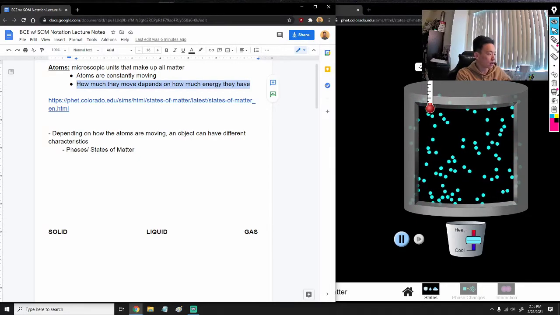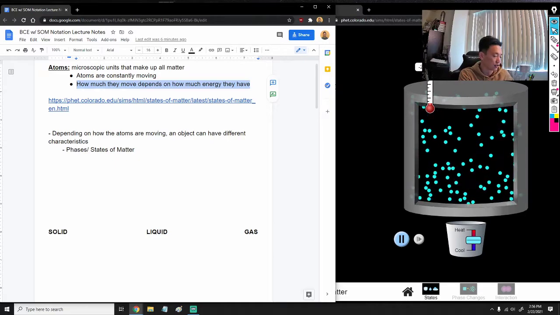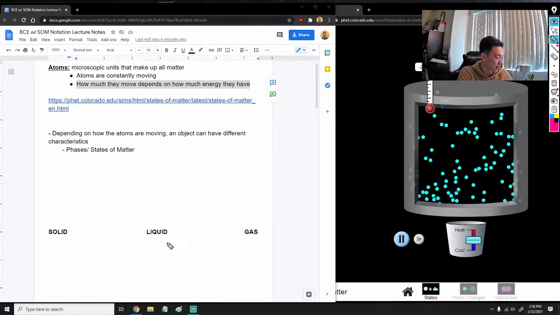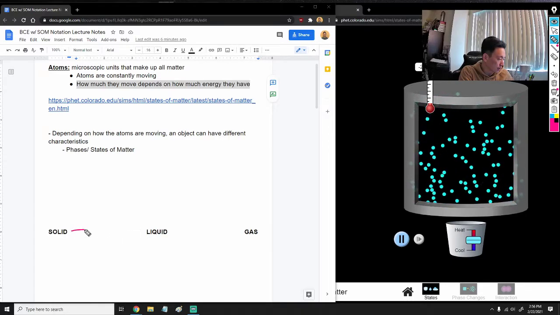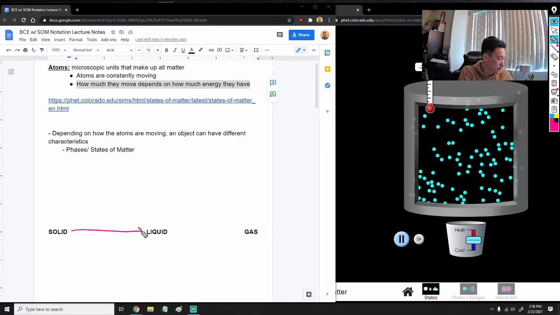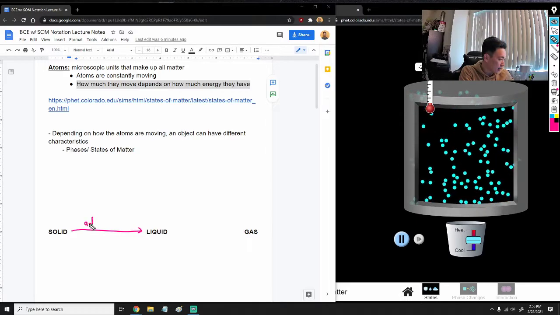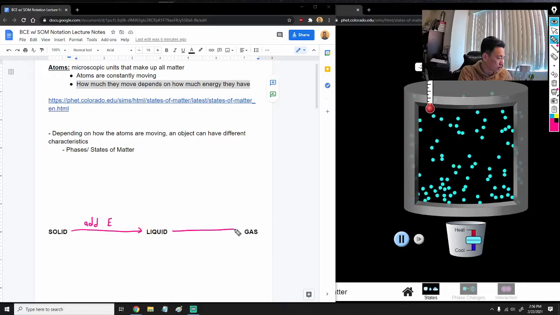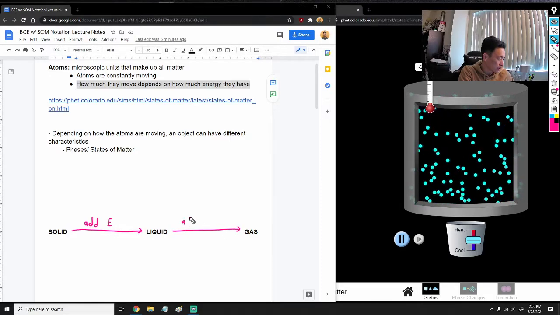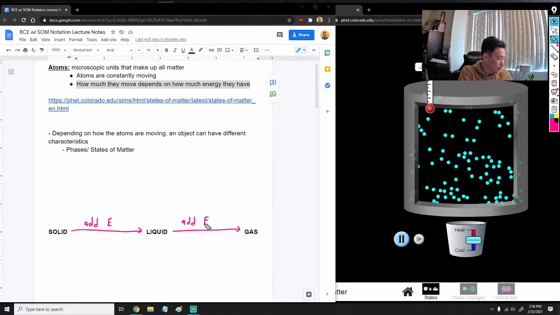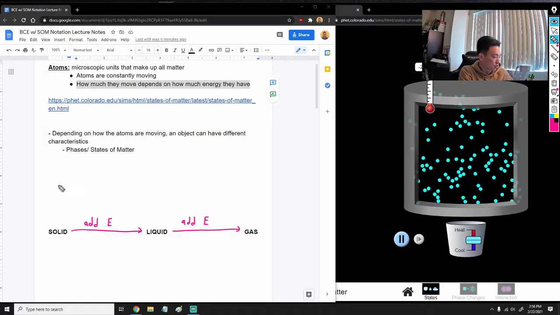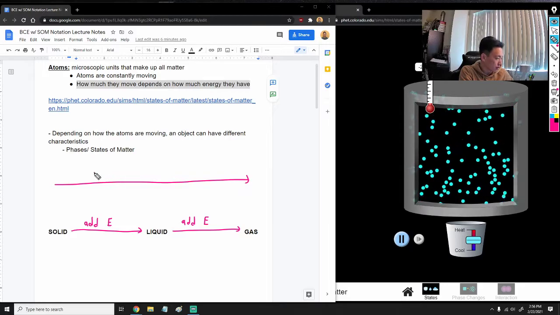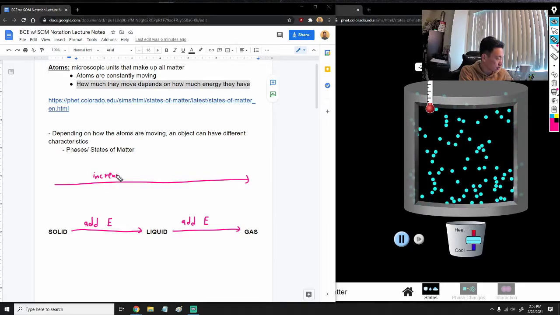And depending on how the atoms are moving, an object can have different characteristics, right? We know the difference between solid, liquid, and gas. So the key point here is that when we go from a solid to a liquid, we're going to add energy. When we go from liquid to gas, we're also going to be adding energy. And so an easy way for us to think about it is this entire trend right here. We're going to be increasing the temperature.